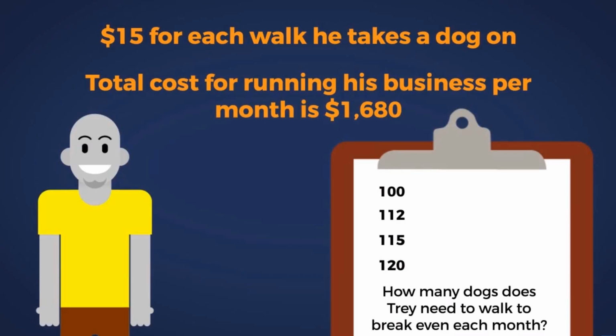This one is straightforward. Simply divide the total cost by the amount charged for each walk. $1,680 divided by $15, which equals 112. Any number above that would yield a profit, so neither 115 nor 120 would be the appropriate answer for the question posed by this scenario.